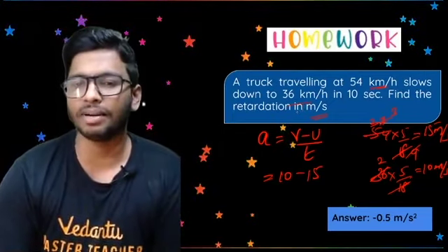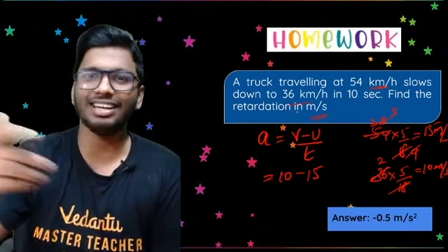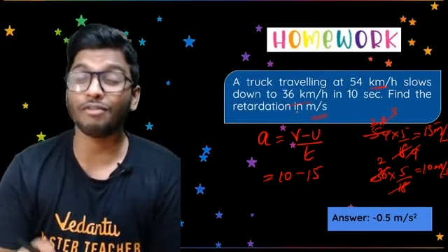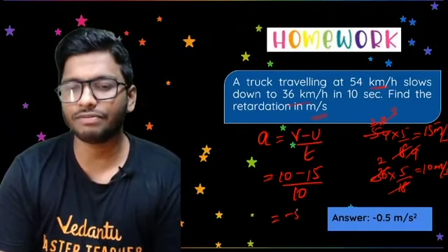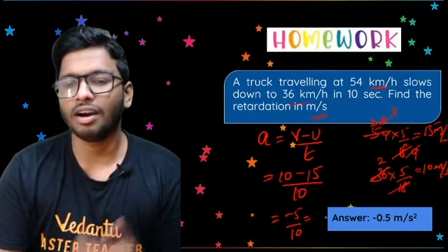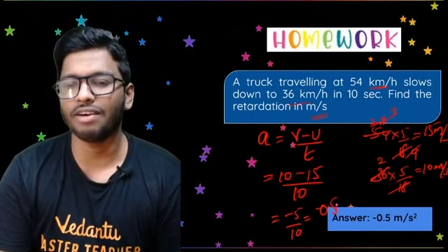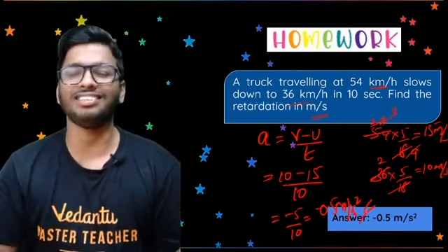It's 36 km per hour or 10 meter per second, and the initial velocity is 54 km per hour or 15 meter per second. Divided by the time taken, that is 10. So that is minus 5 divided by 10, which would give you basically minus 0.5 meter per second square. So that will be the retardation.